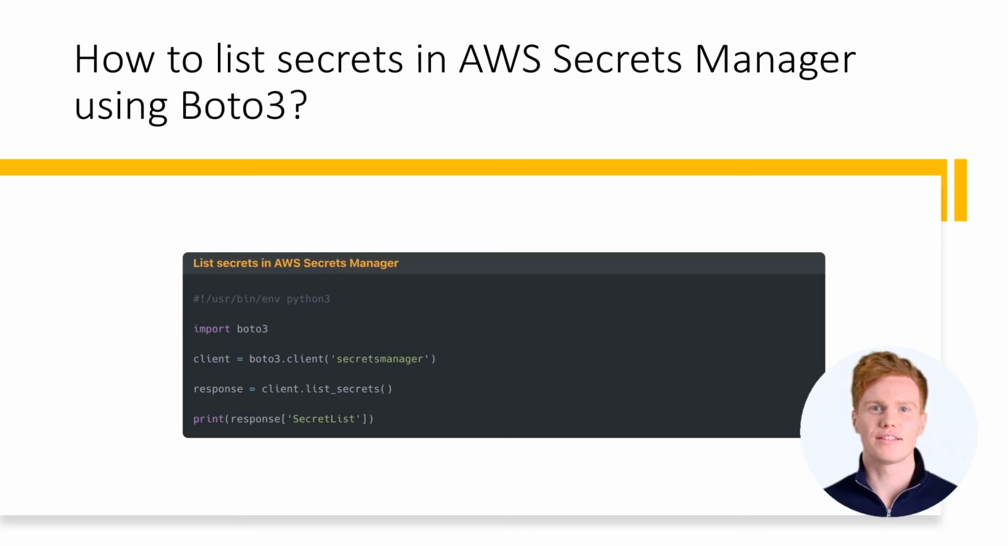You can use the list_secrets method of the Boto3 client to list all secrets stored in AWS Secrets Manager. Please keep in mind that the encrypted fields secret string and secret binary are not included in the returned JSON output. To get that information, you need to call the get_secret_value method.